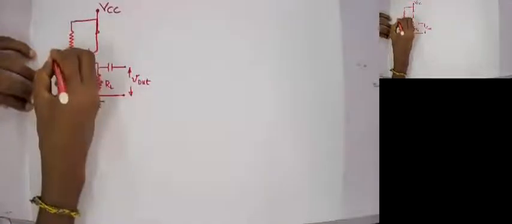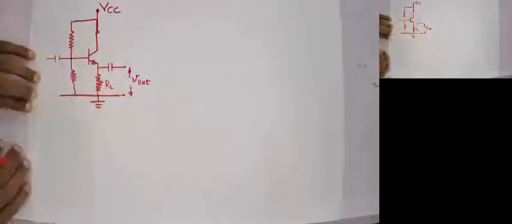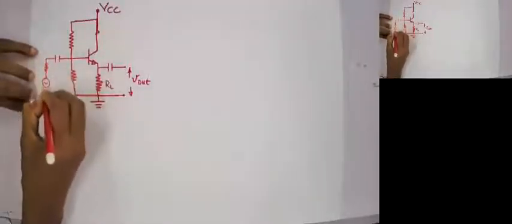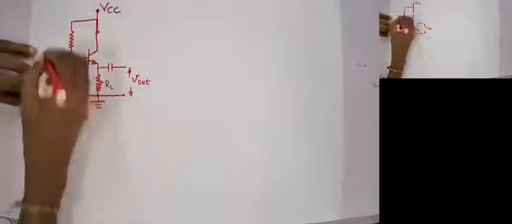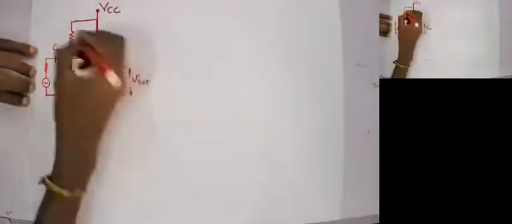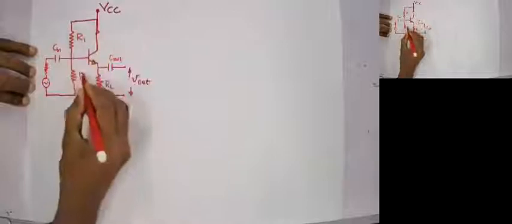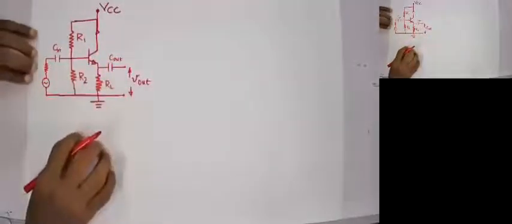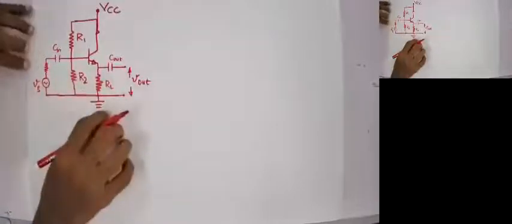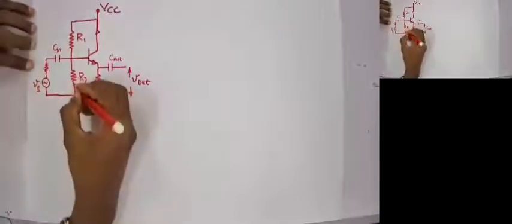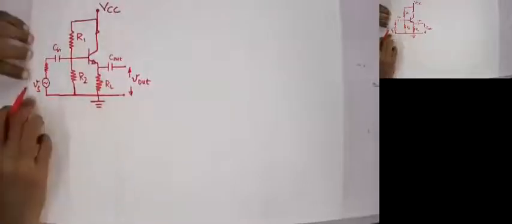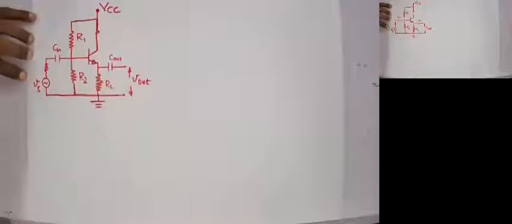Of course, here we have a capacitor, and then we may have an internal resistance and an AC source. Internal resistance may be RS. This will be C in, this will be C out. This is R1 and R2, right? So this is the circuit diagram of a potential divider bias common collector or emitter follower amplifier, right? So we have an AC signal and a DC source across this one.